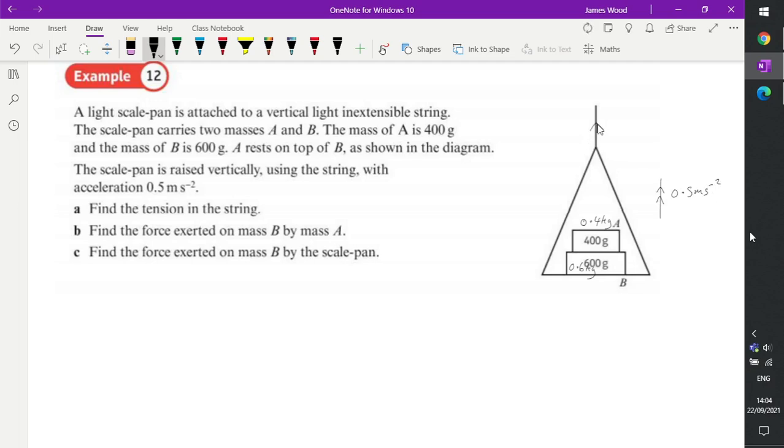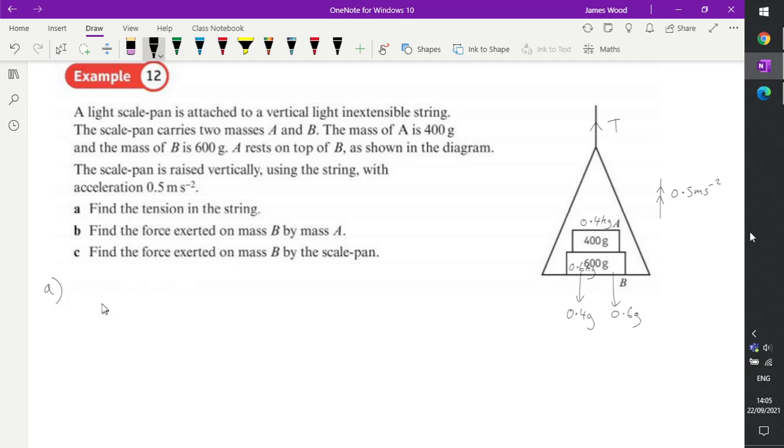Okay, so we've also got a tension in the string here, just like I did for my other lift questions, because it's being lifted upwards. I'm going to draw on the weights as well. So I've got 0.4g, 0.6g, so that's its mass in kilograms times acceleration due to gravity. It says that it's a light scale pan, so I don't need to worry about the mass of the actual lift here. So part a, find the tension in the string.